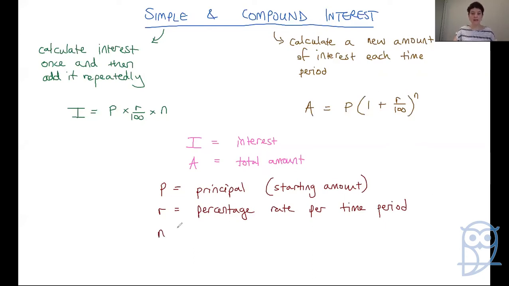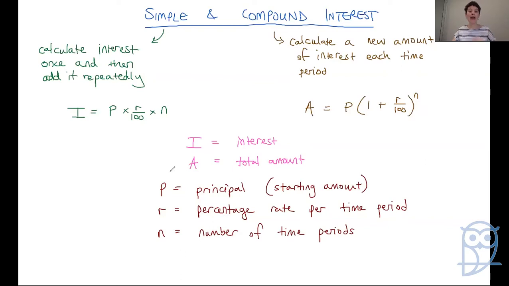And N is the number of time periods. So if we have per month, we have number of months, we're sorted. If we have per week, we have number of weeks. If we have per year, then we have number of years. So those time periods have to be the same, but it doesn't matter if they are days, months, hours, years, as long as our rate and our number of are with regards to the same type of time period.